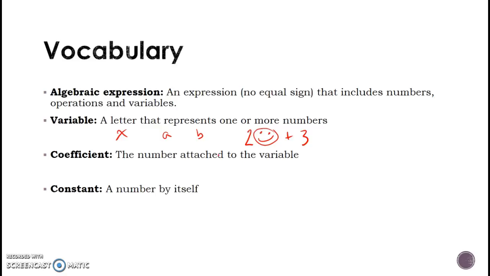A coefficient is the number attached to the variable, and from the expression with our smiley face, that's going to be the 2. And the constant is a number by itself, because it's never going to change. And so that's going to be our plus 3.